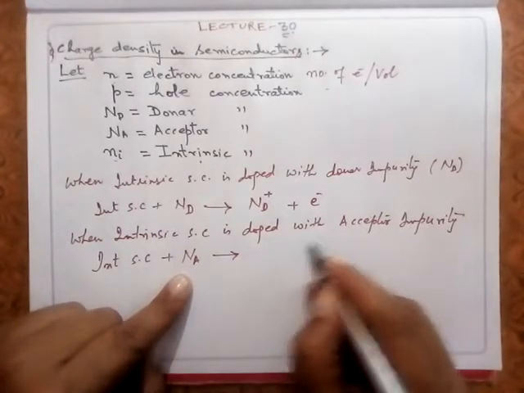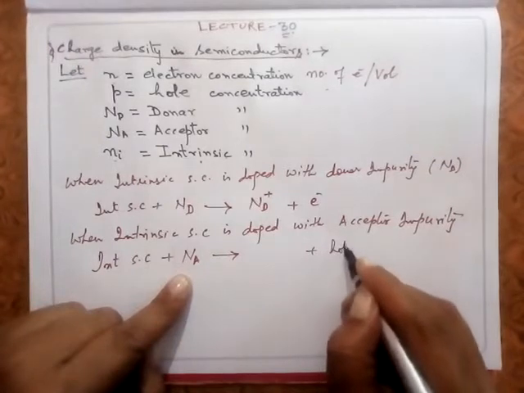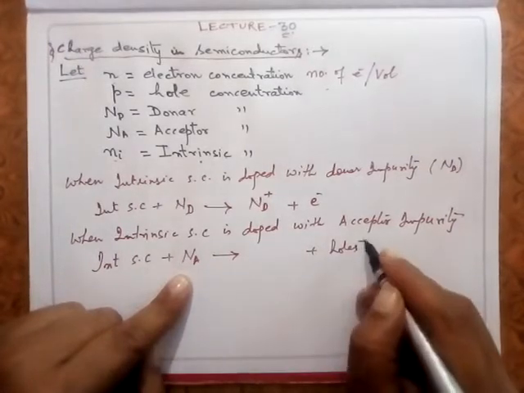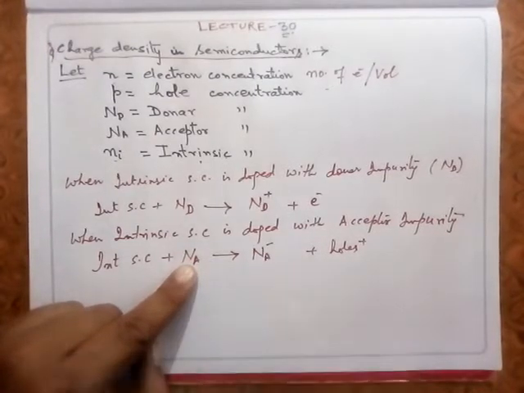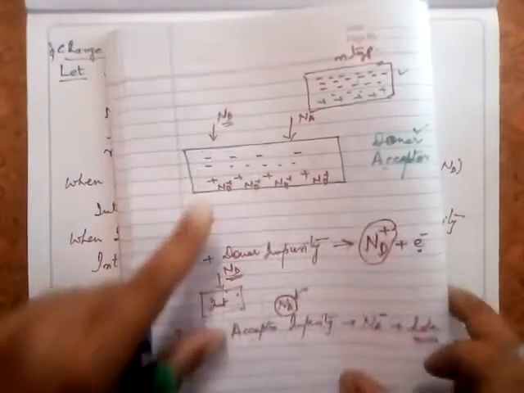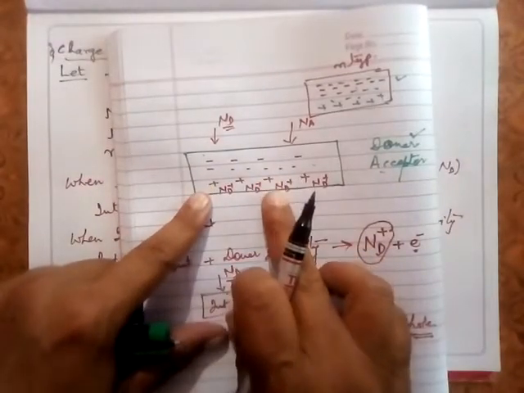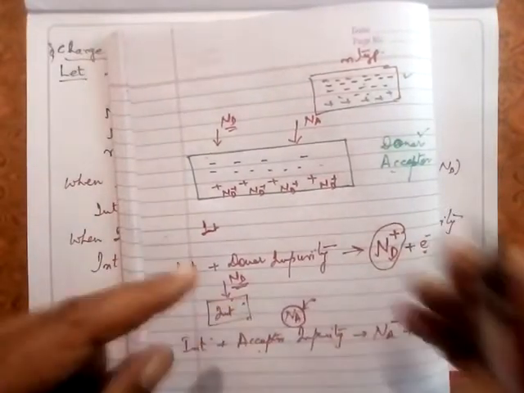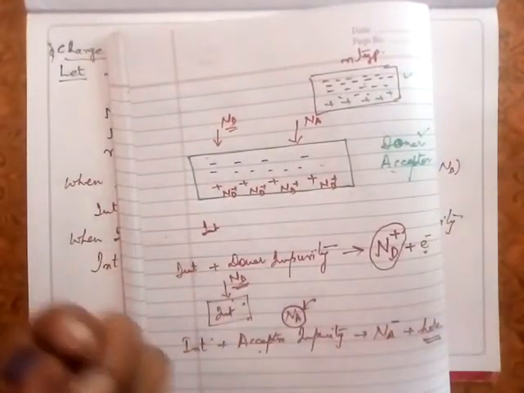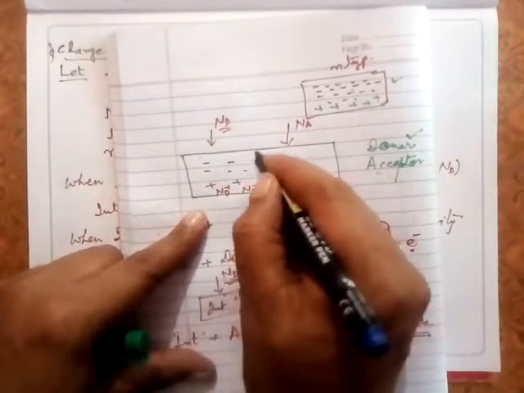Of course it will release holes, positive holes, and this acceptor atom will become a negative acceptor ion. So now what will happen? This semiconductor, the same semiconductor, when it is doped with acceptor impurity, you will have negative acceptor ions here.